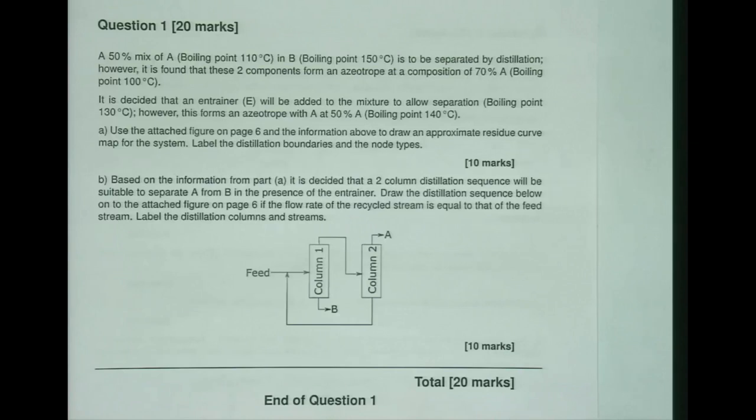So we've decided that we're going to actually add an entrainer to our system. But as typically is the way, that entrainer doesn't form an azeotrope with one of our components, but with our other component, component A, that also happens to form an azeotrope. So that's quite a common thing to occur in industry. Part A asks us to use the information we actually have to draw an approximate residue curve for the system.